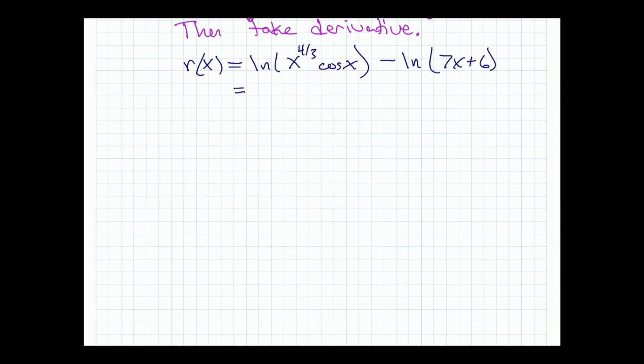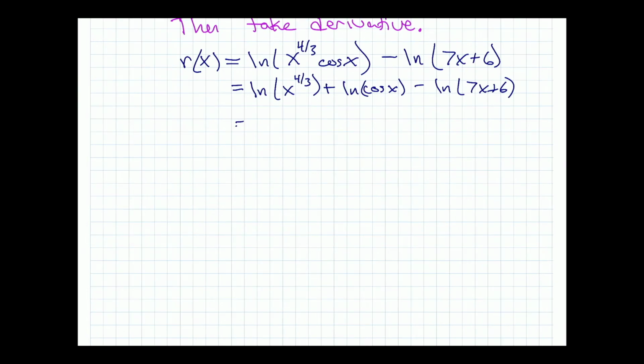Then we can use the log rule for multiplication in a log and turn this into natural log x to the 4/3 plus natural log cosine x minus natural log 7x plus 6. Then we can use the log rule that lets us bring a power down in front and have 4/3 ln x plus ln cosine x minus ln 7x plus 6. Okay, and you do all of that before you go and you take any derivatives. That way, when you do take the derivatives, it will be easier.